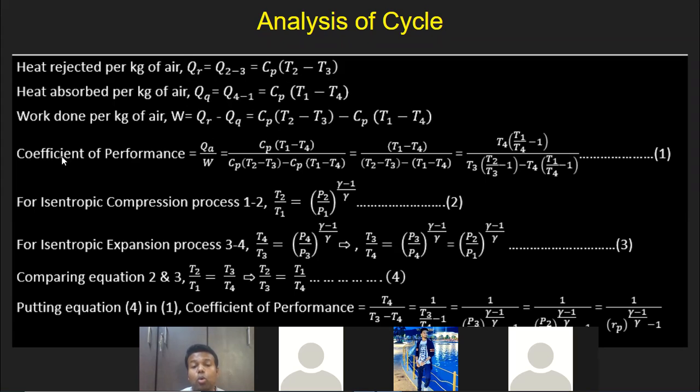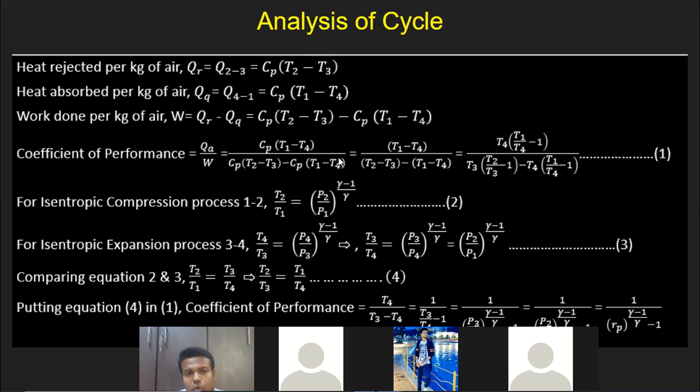Now let us see the coefficient of performance, called COP. How to calculate the coefficient of performance? It is basically the desired effect upon work input, the desired effect divided by work. QA we already have: that is Cp into T1 minus T4, divided by W. Just now we calculated W, so I have written it. So this is QA divided by W. All values we have already written.